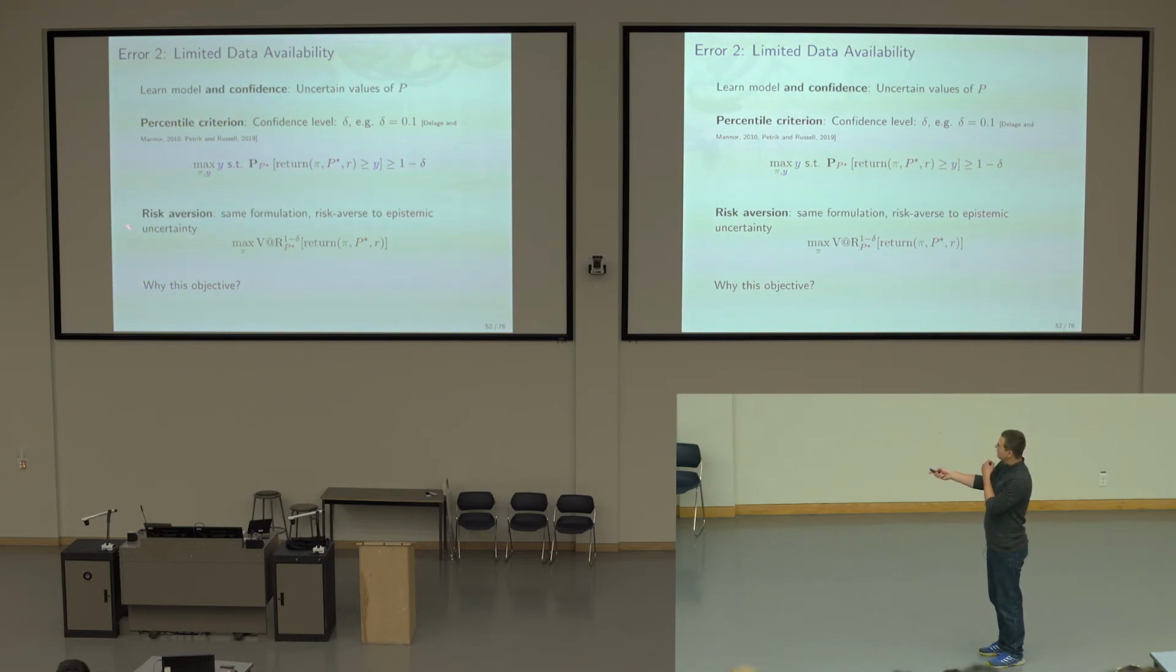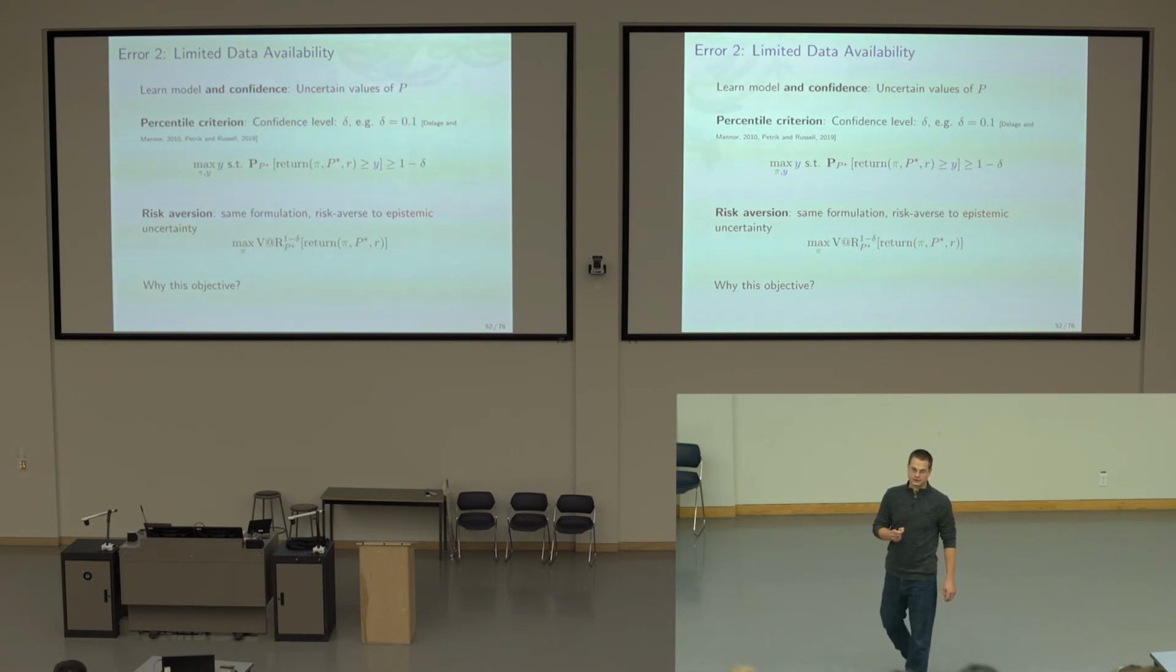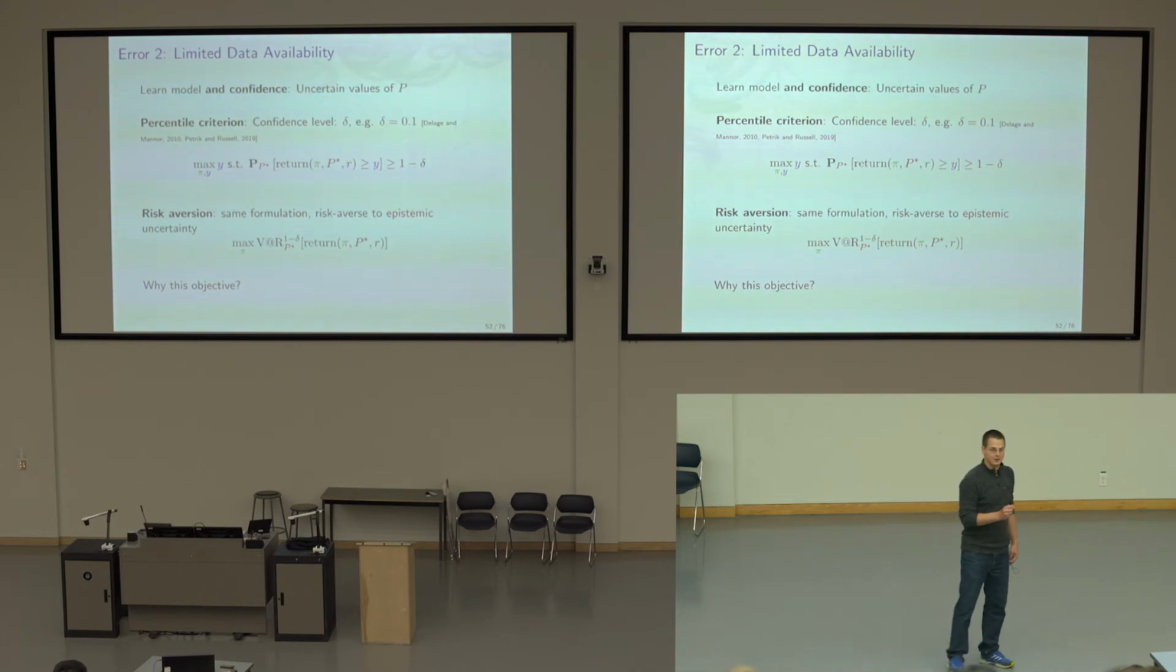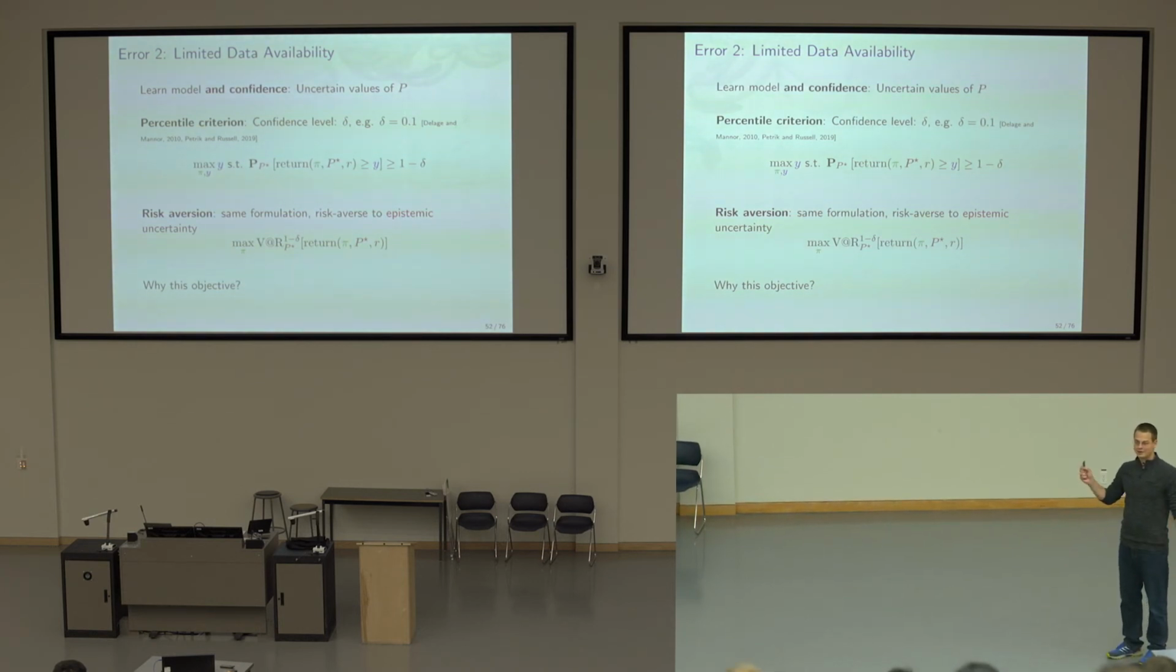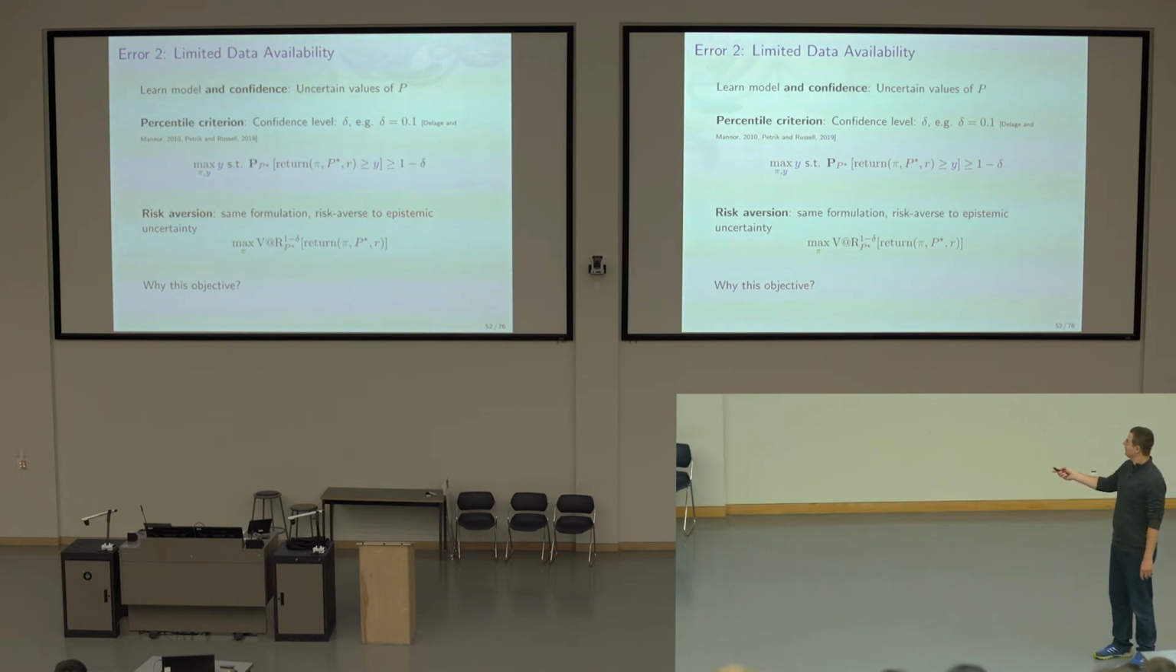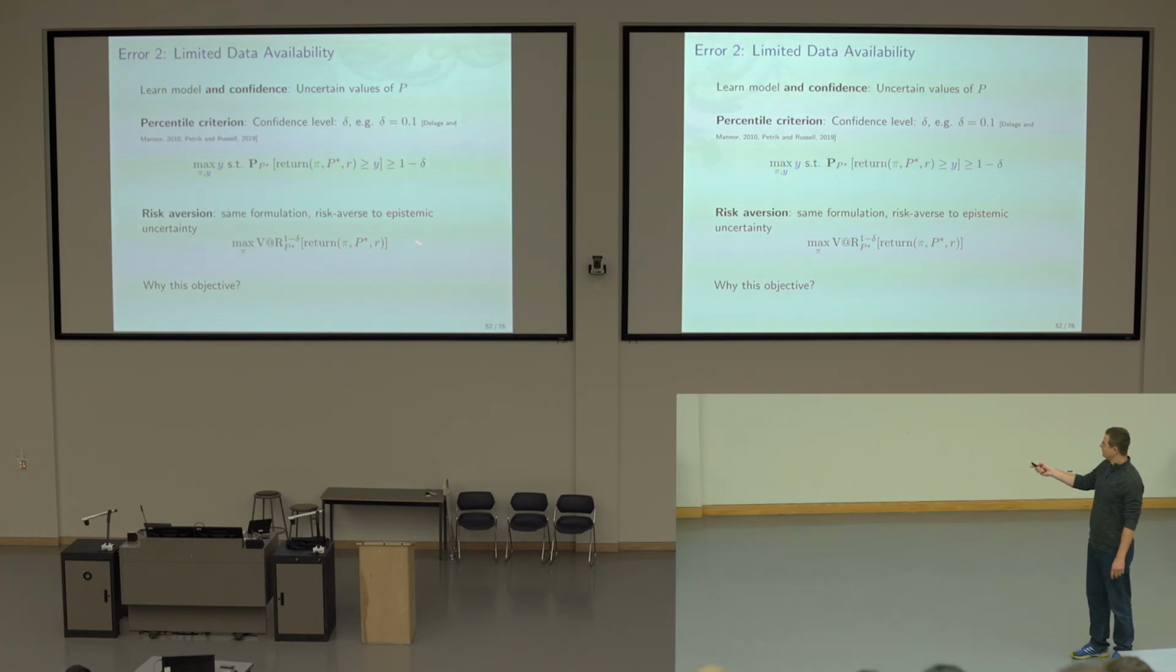Now, another way of looking at this is that you are being risk averse with respect to epistemic uncertainty. If you don't understand what I just said, don't worry about it. But if you do, that's great. This is value at risk. P star is the random variable, and this is your return.